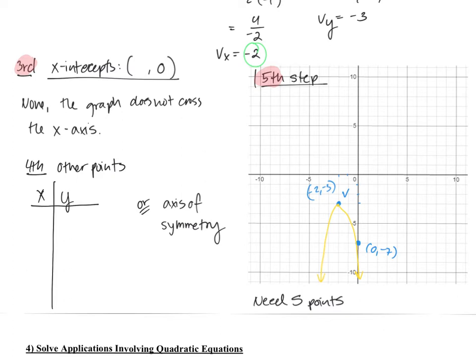Okay. So I'll go ahead and do both methods so you can see how they both work. First, let's use the table of values. I'll pick an x value and solve for a y value. So let's pick x equal to -1. What would it be for y?